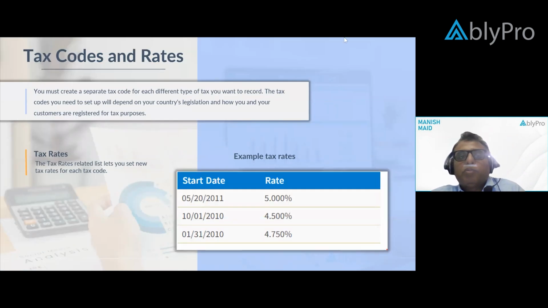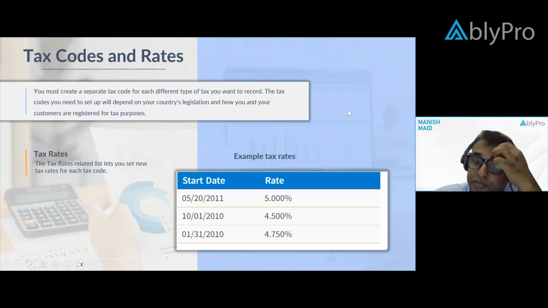Now, let's move to the tax codes and rates. FinancialForce supports a very comprehensive tax structure. It has given us the power to define our own tax codes and tax rates. Tax rates are basically part of the tax code. If you create a tax code, you can create tax rates under those tax codes. So FinancialForce has an amazing tax structure in the system.